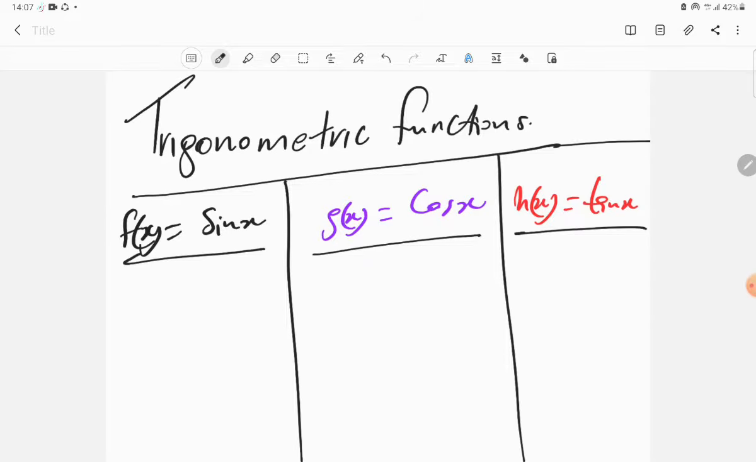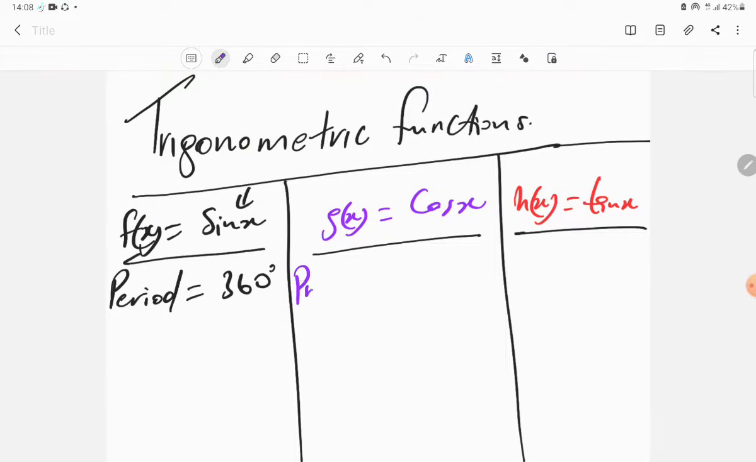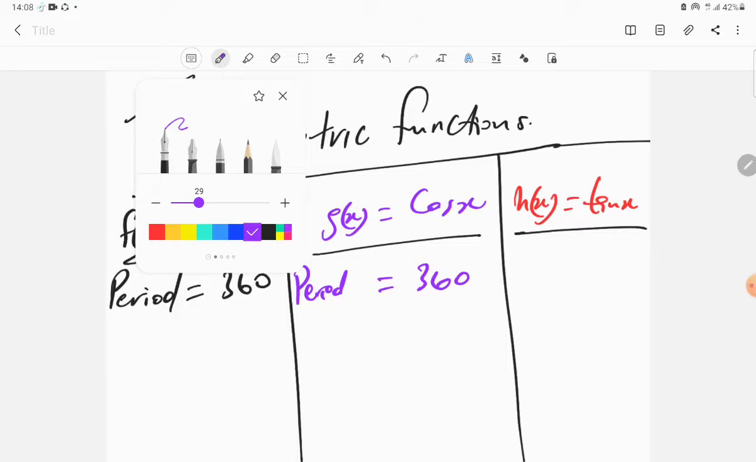Now, when we talk about sine x, we really need to know that we are going to be talking about what we call the period of this function, and it is going to be equal to 360 degrees. This is the period of sine. So then the period of cos is equal to 360 as well. So it finishes its revolution at 360.